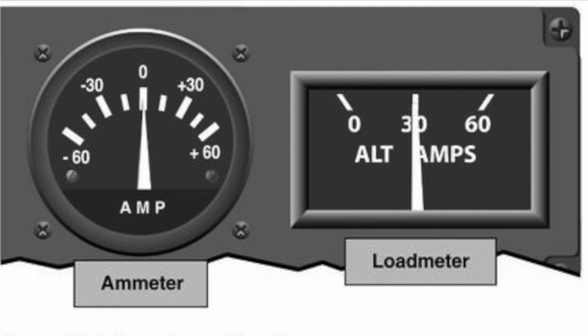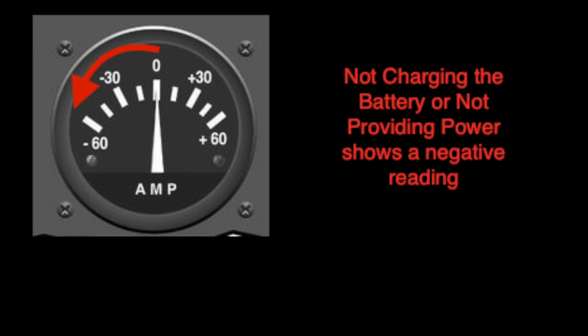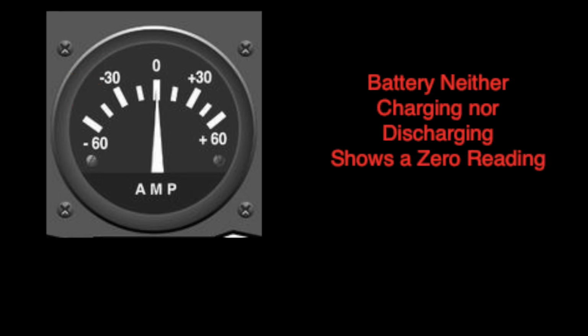The ammeter shows electrical performance of the electrical system and alternator. For example, if the alternator is charging the battery and providing sufficient power to the electrical system, the ammeter will show a positive charge. If the alternator is not charging the battery, or if the alternator fails to provide power to the electrical system, a negative value will be seen on the ammeter. A zero indication on an ammeter indicates that the battery is neither charging nor discharging.